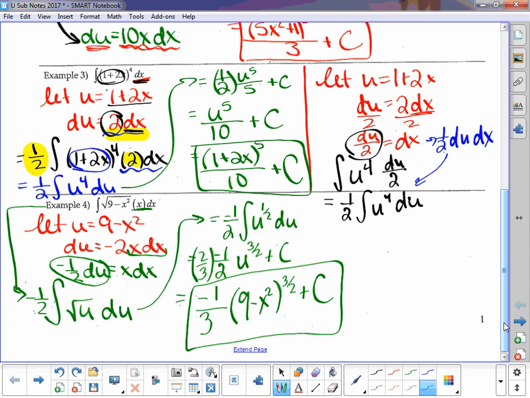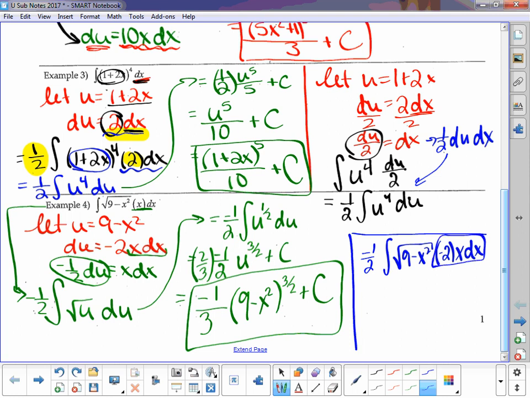If you were to do the other method, just this off to the side here, I would have needed a negative 2, so I would have gone ahead and multiplied by a negative 2 as needed, and I would have needed to counteract that with a negative 1/2. Then this whole thing here is du. I can rewrite this as negative 1/2 integral of square root of u du. And again, we're right back to square root. So that's how we get that negative 1/2. Okay, so again, whichever method you prefer.